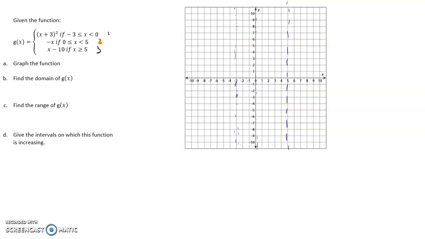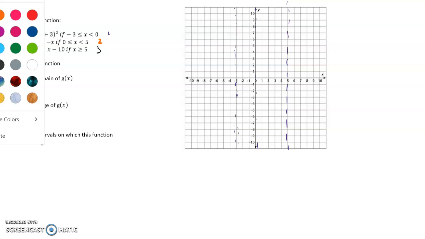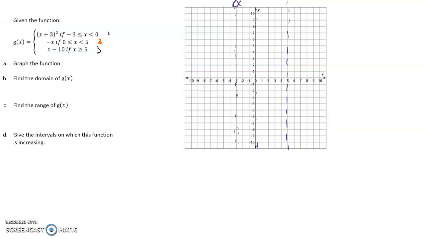So we know that this middle part right here should look like x plus 3 squared. We know that this piece right here should look like the graph of -x. And then this piece over on the right-hand side should look like x minus 10. So let's start by graphing this first piece right here. We're going to have our x values between -3 and 0. And then our y value is going to be x plus 3 squared.